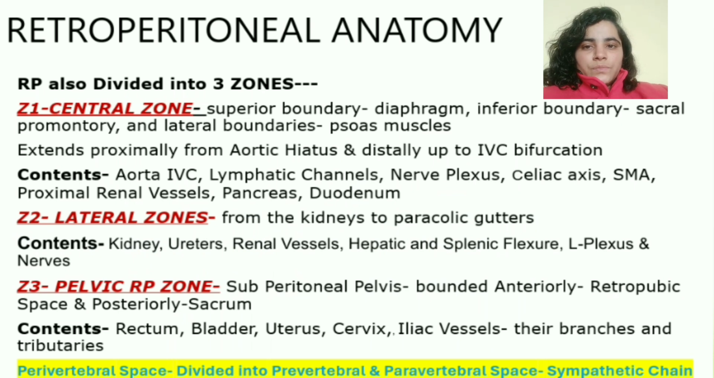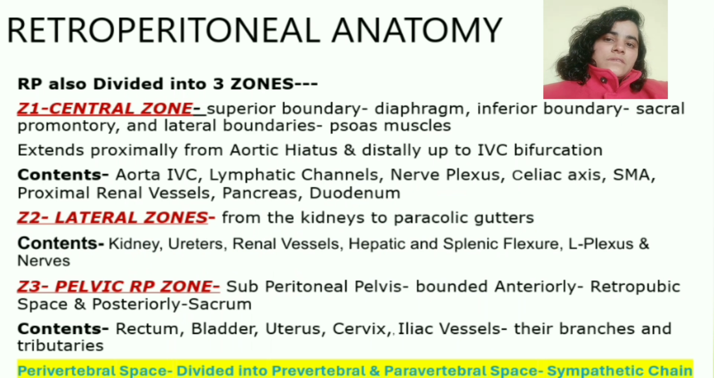Zone 1 is the central zone, which is superiorly bounded by the diaphragm, and the inferior boundary is by the sacral promontory. Lateral boundaries are made by the psoas muscles. This extends from the aortic hiatus distally up to the bifurcation of the IVC or the aorta. So contents lying in zone 1 are aorta, vena cava, lymphatic channels, nerve plexus, celiac axis, superior mesenteric artery, proximal renal vessels, pancreas and duodenum.